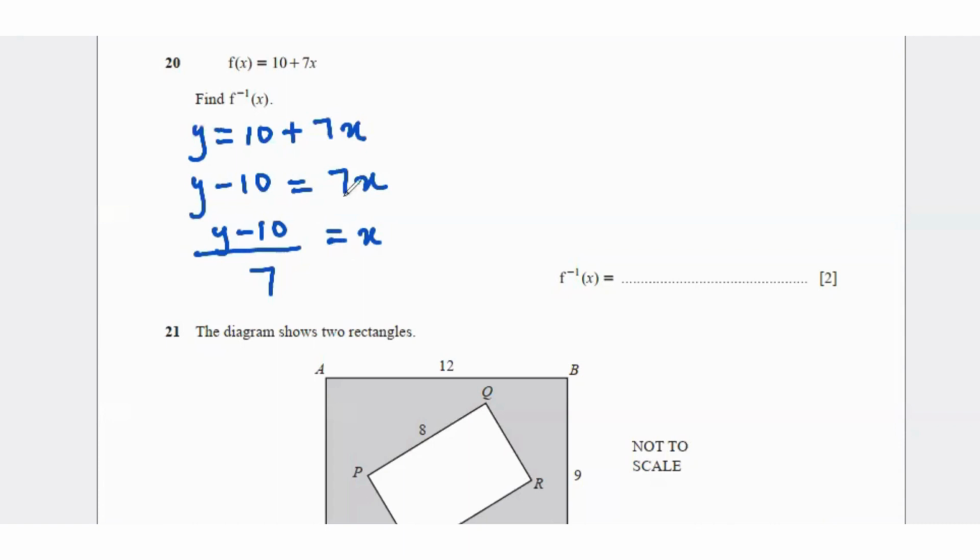Now what I'm going to do is replace the x with f inverse of x, and replace the y with x. So it becomes f inverse of x equals (x minus 10) over 7. And that is your answer for this one.